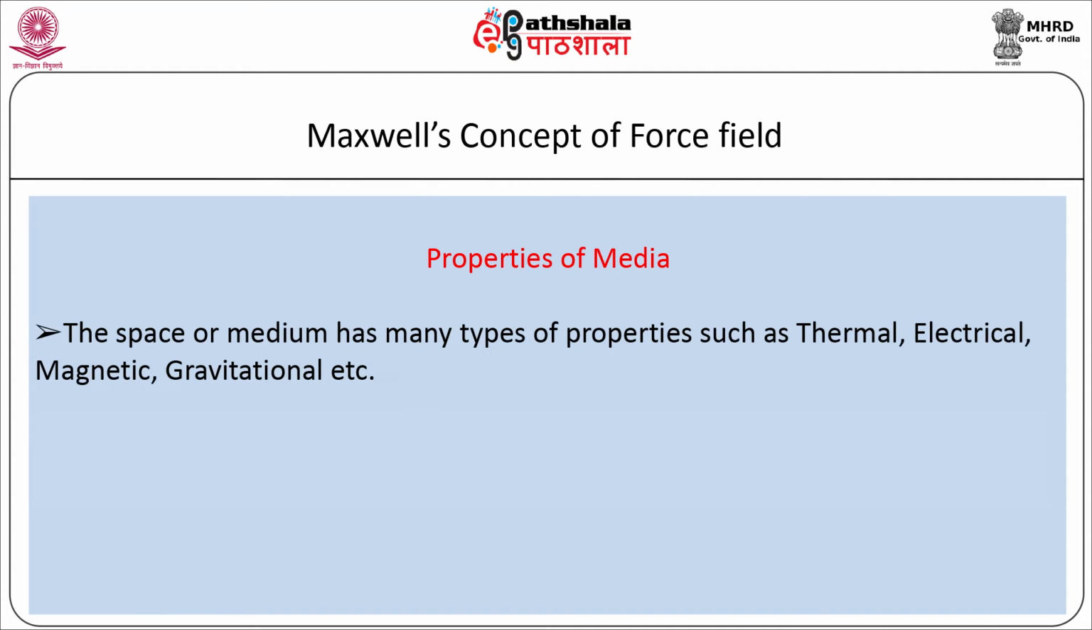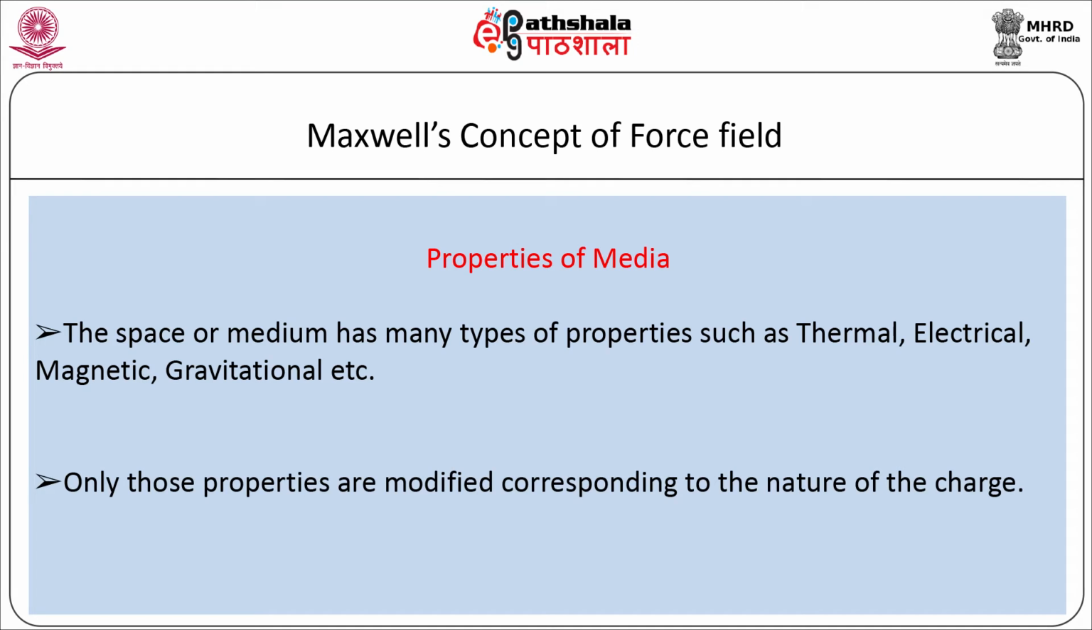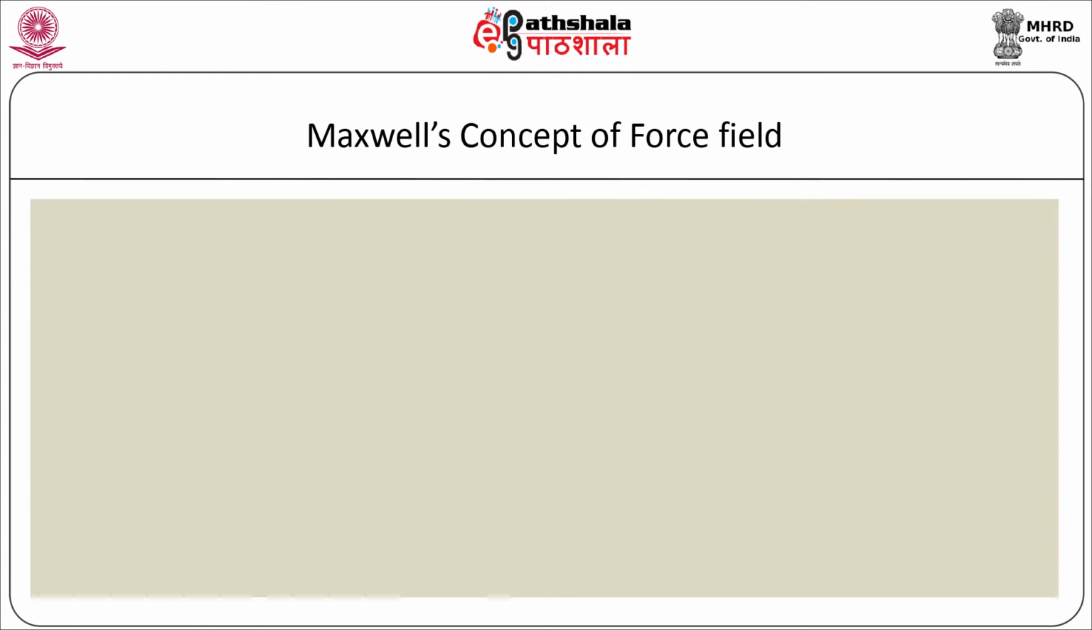The space or medium have many types of properties such as thermal, electrical, magnetic, gravitational, etc. Out of these, which property is modified by the charge? The answer is simple. Only those properties are modified corresponding to the nature of the charge. Gravitational charge will modify only the gravitational properties of the medium. Similarly, electric or magnetic charge will modify only electrical or magnetic properties of the medium respectively. They will not change the gravitational or any other properties of the space or medium. Here we note that the electric charge will try to modify the properties of the medium, and medium also allows to permit to change its properties.